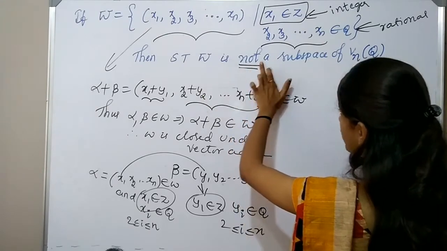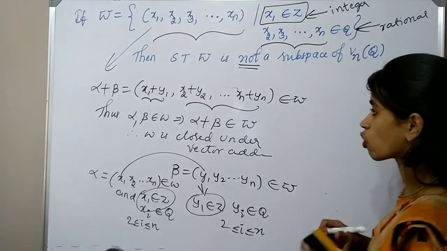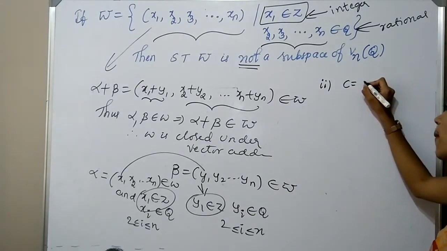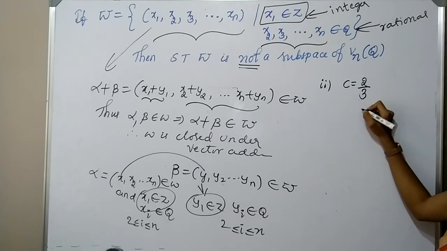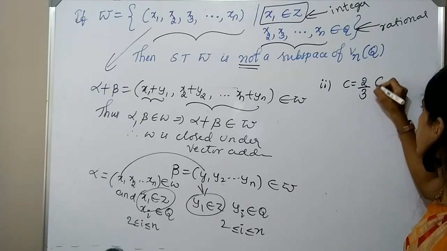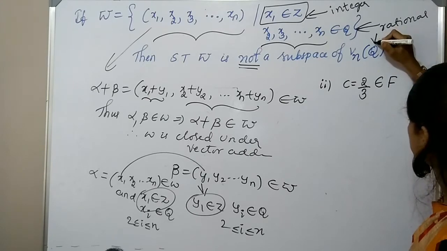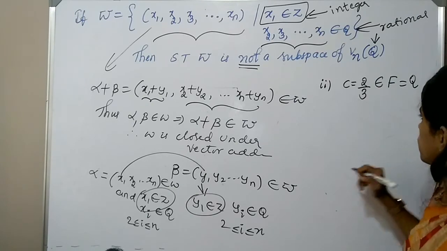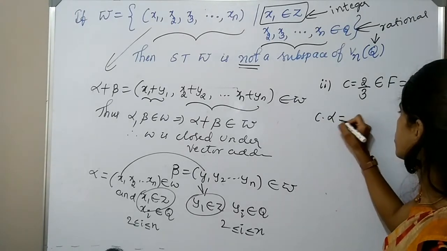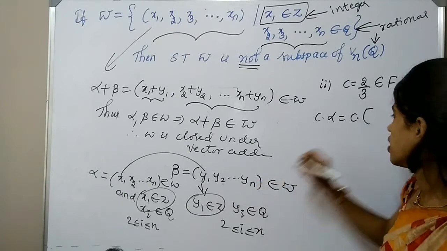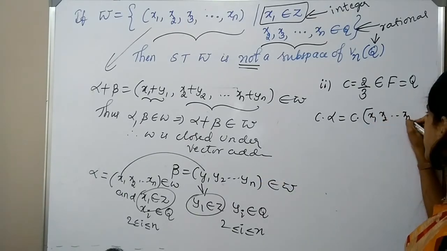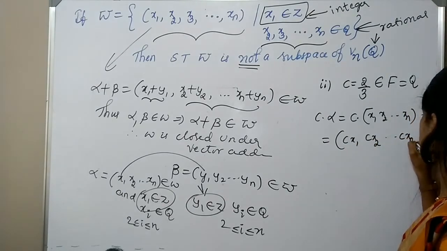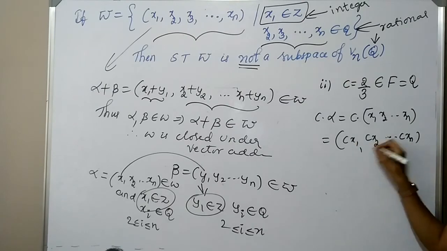To show W is not a subspace, we have to show the second condition does not hold. For that, I am taking c equal to, say, 2 by 3. You can take 1 by 3 also. 2 by 3 belongs to the field, where the field is the rational numbers. That's why I am choosing 2 by 3. So what is c dot alpha? Alpha is x1, x2, so on, xn, so this becomes cx1, cx2, so on, cxn.